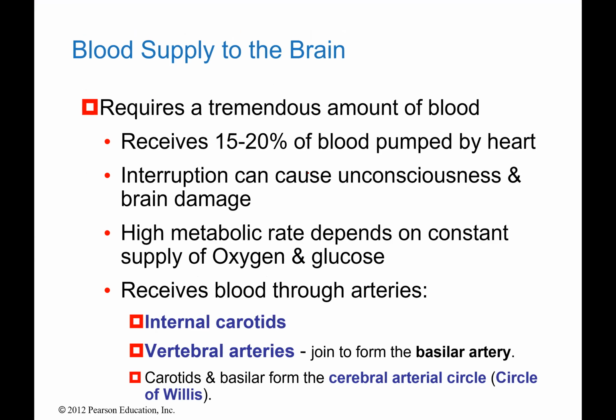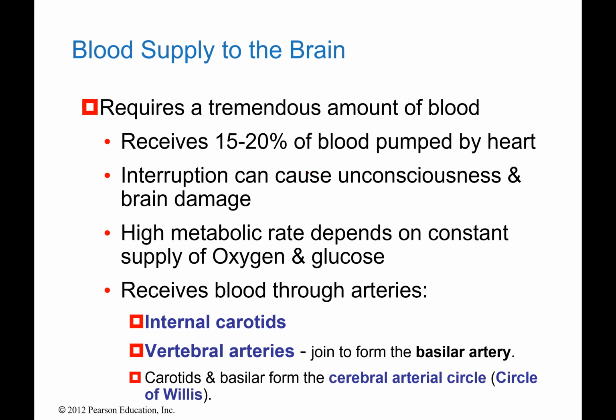Okay, blood supply to the brain. The brain itself requires a large amount of blood. Every heartbeat, 15 to 20% of the blood that is pumped out of the heart goes to the brain. So any interruption of this blood flow to the brain can cause you to become unconscious and can lead to brain damage if it lasts any amount of time.